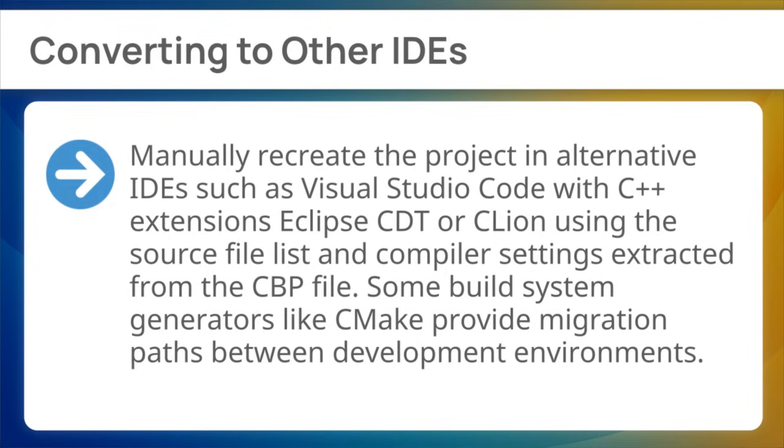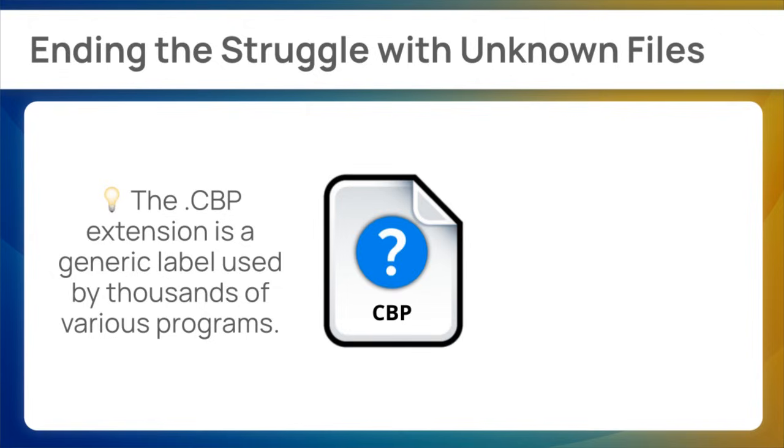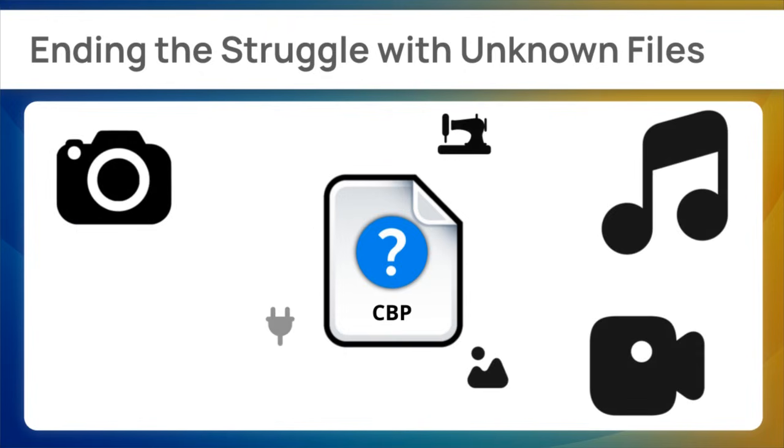Manually recreate the project in alternative IDEs such as Visual Studio Code with C++ extensions, Eclipse CDT or CLion, using the source file list and compiler settings extracted from the CBP file. Some build system generators like CMake provide migration paths between development environments. If compatibility checks failed, it is likely because the file extension name is shared by different developers for unrelated formats, causing your PC to use the wrong reading language.